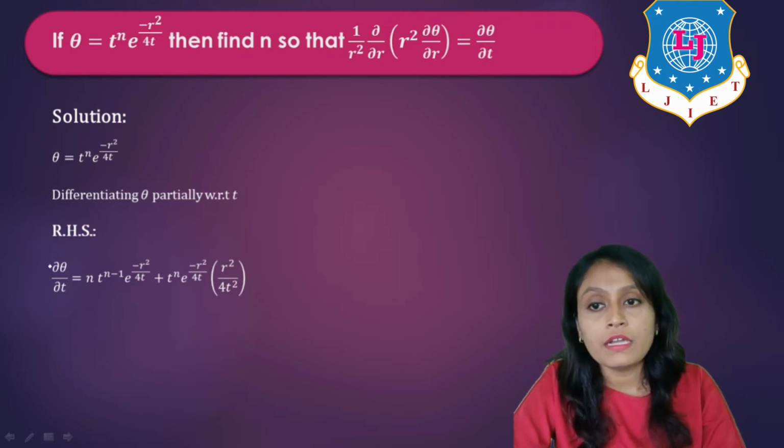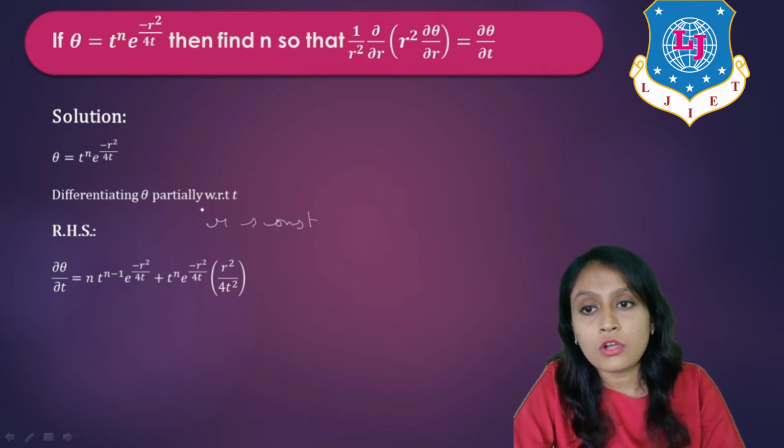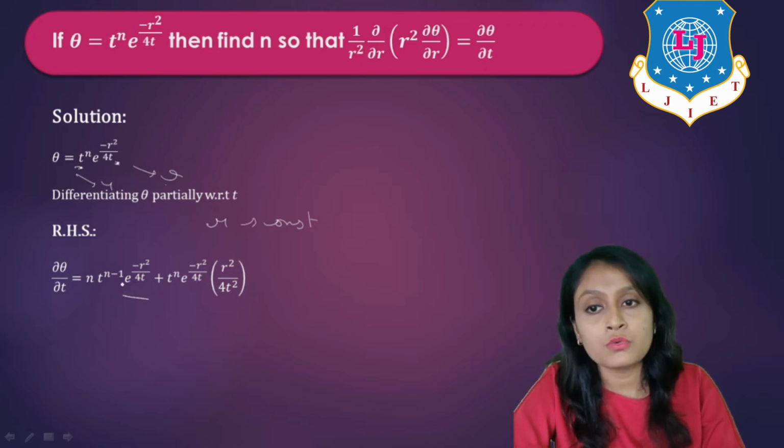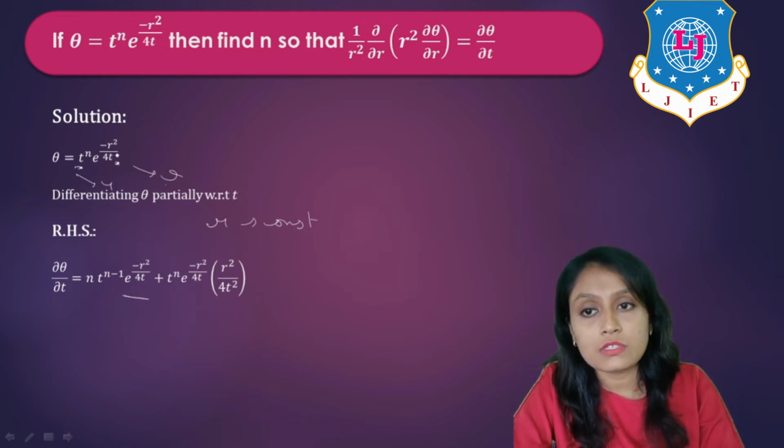So when we are taking derivative with respect to t, r will remain constant. So we will keep this r as a constant. Now t is present here also and here also. So for that we will apply the UV rule. Take this as U and this as V. So firstly e raised to minus r square upon 4t is kept as it is, and derivative of t raised to n is n t raised to n minus 1, plus t raised to n is kept as it is, and derivative of e raised to minus r square upon 4t is e raised to minus r square upon 4t into chain rule.